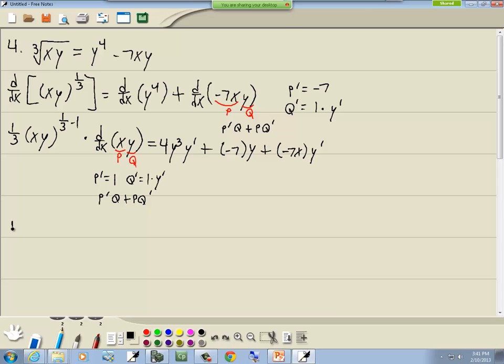Okay, so we got 1/3 (xy) to the 1/3 minus 1, which gives us negative 2/3, times p prime, which is 1, times q, which is y, plus p, which is x, times q prime, which is y prime. Equals 4y cubed y prime minus 7y minus 7x y prime.